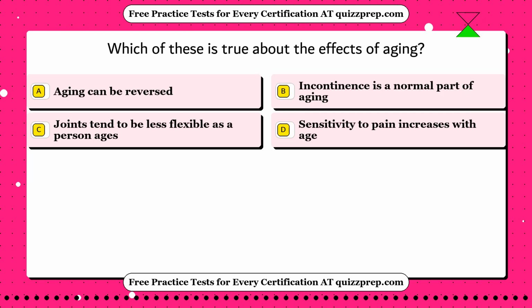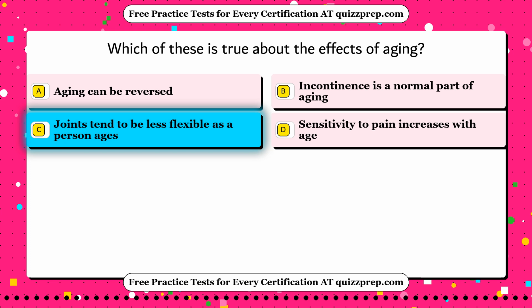Question 158. Which of these is true about the effects of aging? Option A, aging can be reversed. Option B, incontinence is a normal part of aging. Option C, joints tend to be less flexible as a person ages. Option D, sensitivity to pain increases with age.